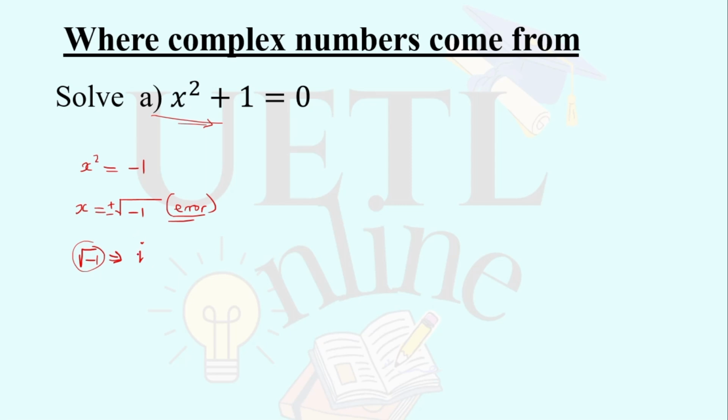So we can write the definition down now. It comes from a square root of a negative number. When you are asked where complex numbers come from, you can just say they come from a square root of a negative number. Here we had negative 1, and now we have changed it to become i. So the answer to this equation is plus or minus i.